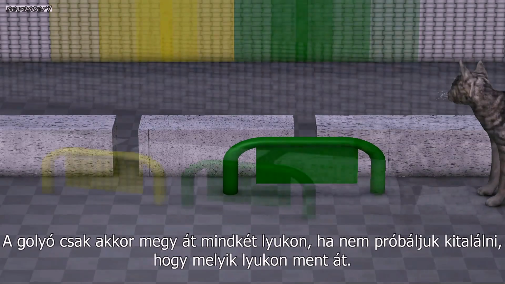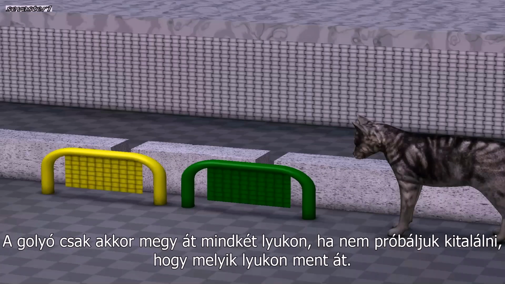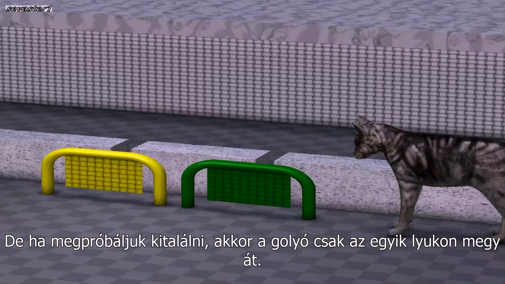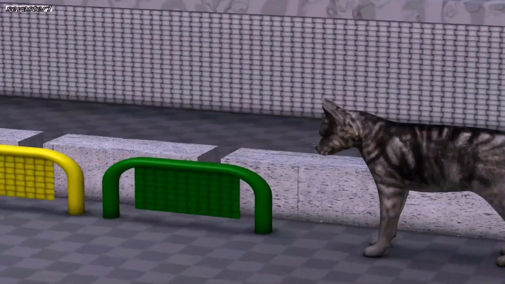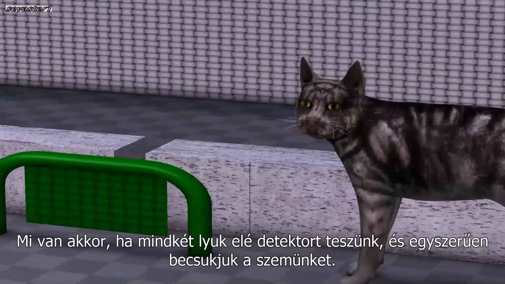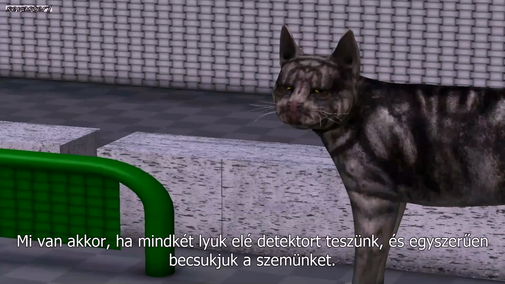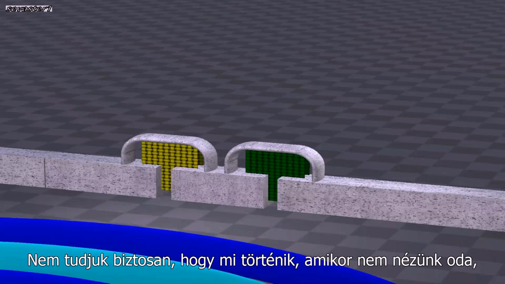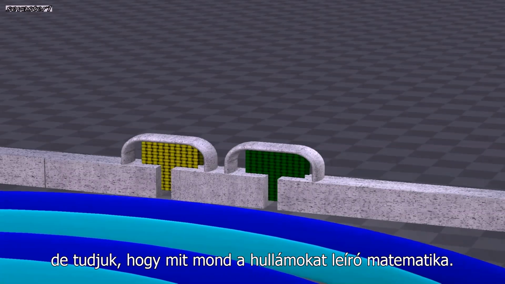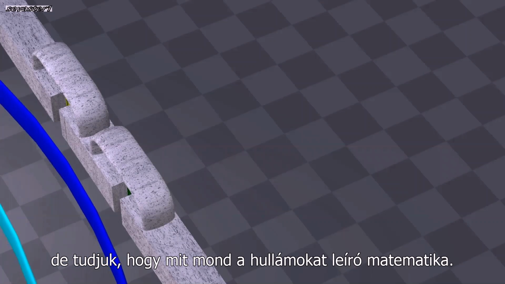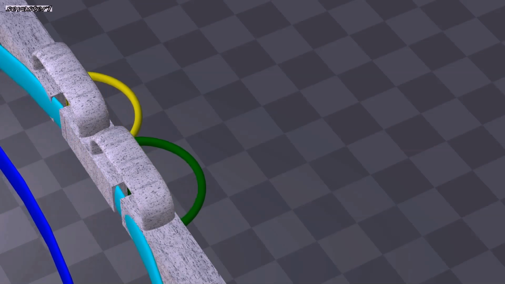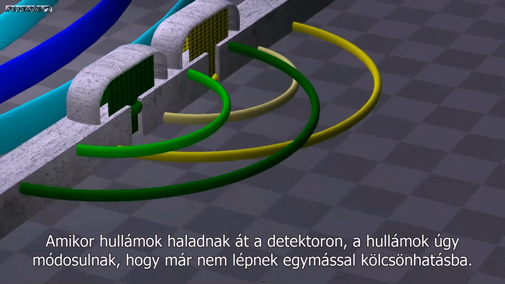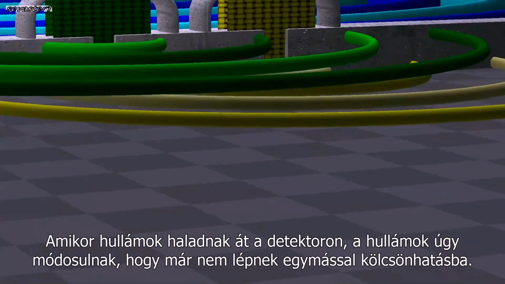A marble goes through both holes only when we are not trying to find out which hole it went through. But when we do try to find out, the marble goes through only one hole or the other. So what if we place detectors in front of both holes and just close our eyes and not look? We don't know for sure what is happening when we are not looking, but we do know what the mathematics describing the waves tells us. When waves pass through a detector, the waves are altered so that they can no longer interact with one another.